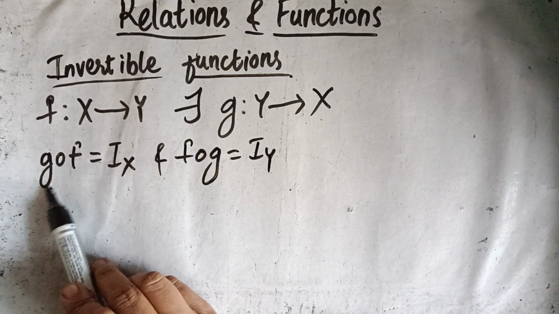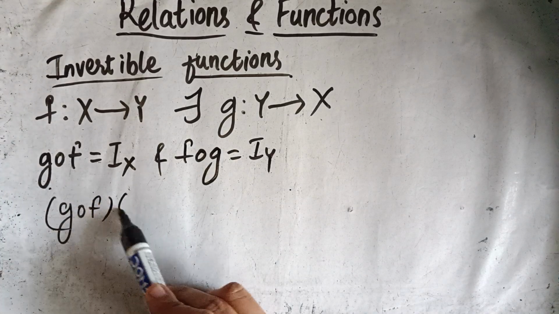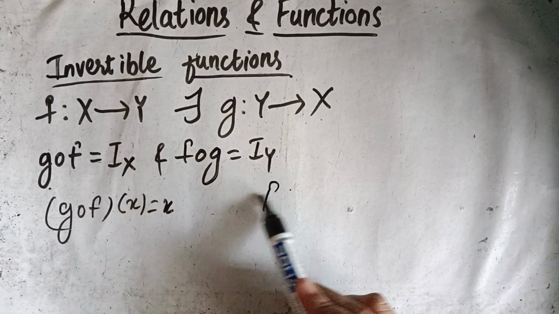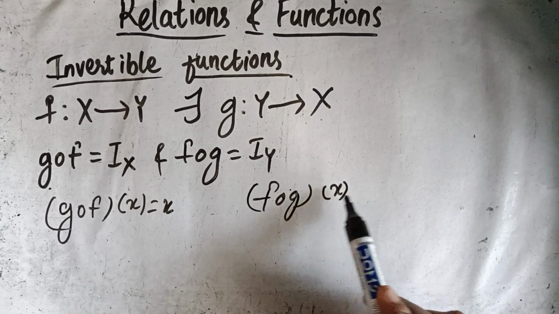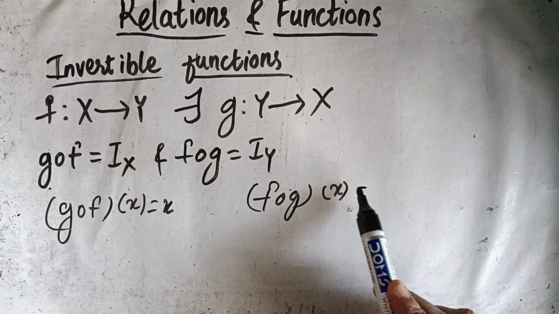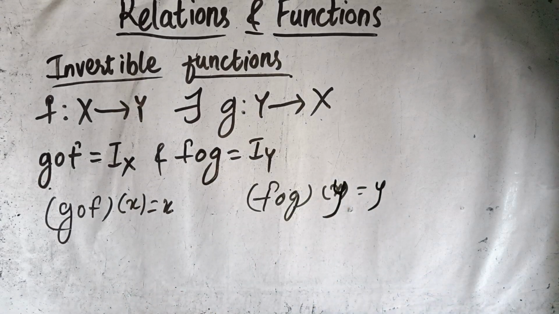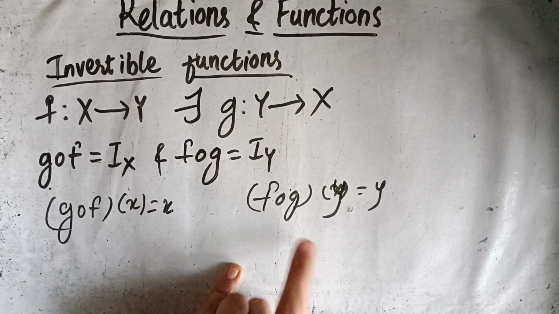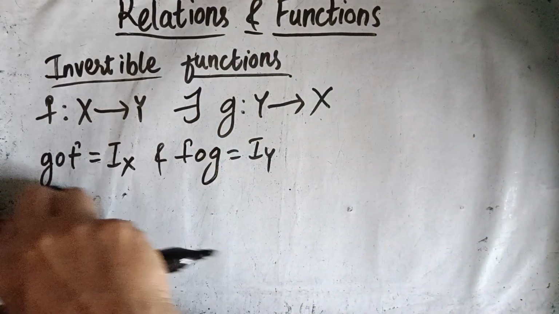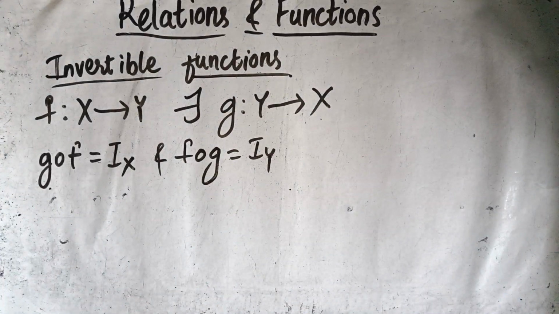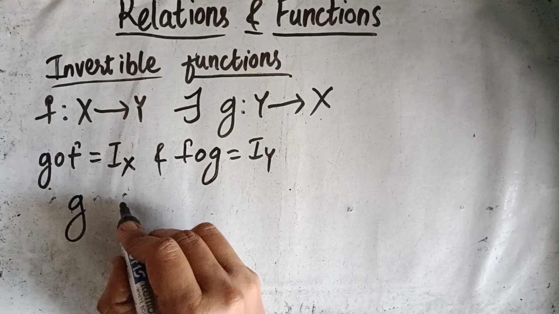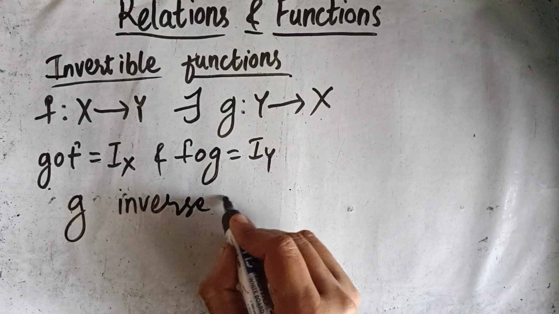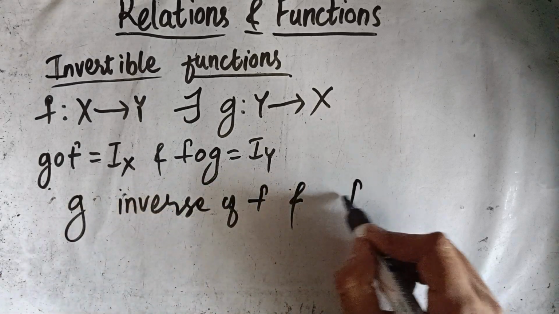That is, when you are taking g composite f of x, you should get x, and when you are taking f composite g of y, you should get y. The function g is called the inverse of f and is denoted by f inverse. So g becomes the inverse of f, denoted by f inverse.